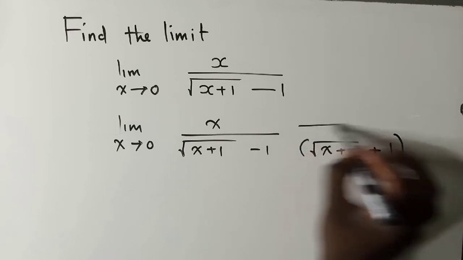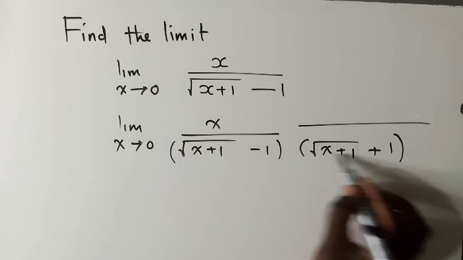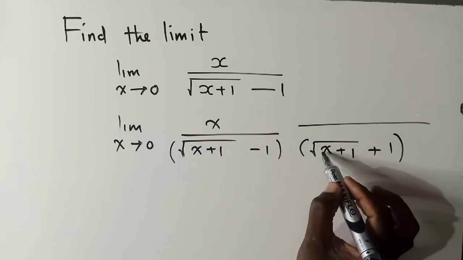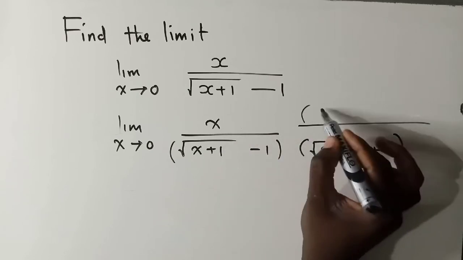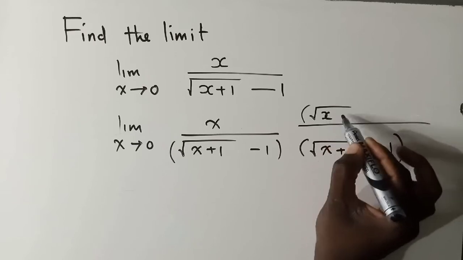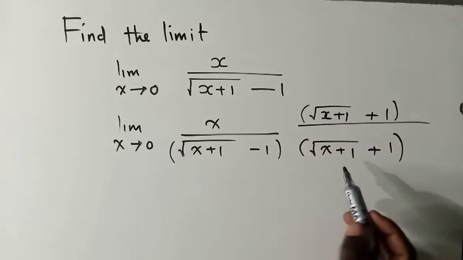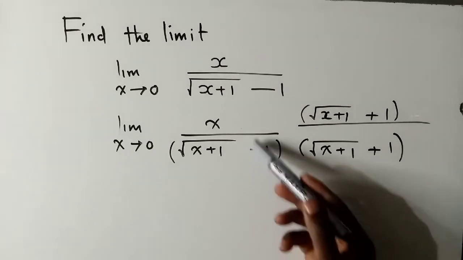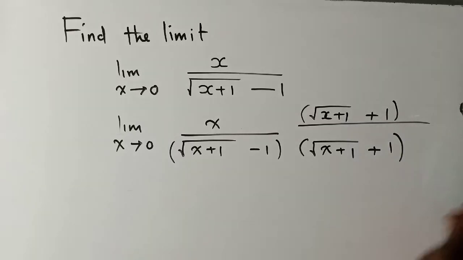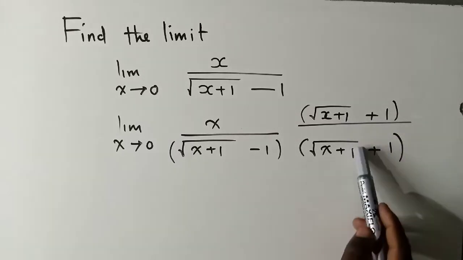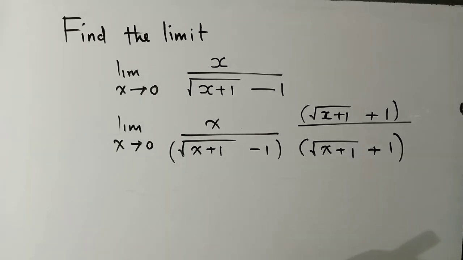Since it's a multiplication, we are multiplying the denominator by this, so it must also be multiplied by the same thing on top. So it will look like this. This factor is just the same as 1, because if we divide, we just get a 1. So this is what we call rationalizing.